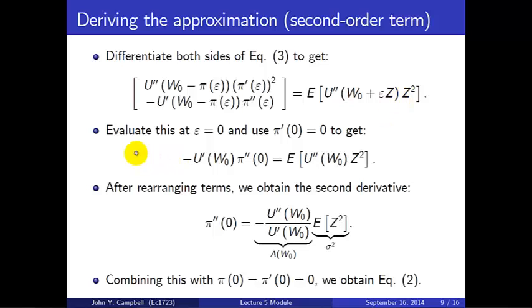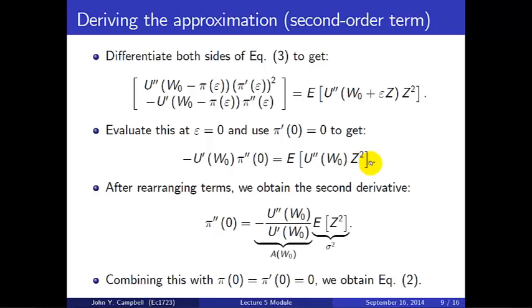Now we're going to evaluate this at epsilon equals 0 and use the fact that the first derivative at 0 is 0. So terms like this, pi prime of epsilon squared, this term is going to drop out because pi prime of 0 is 0. All right, so a whole bunch of stuff is going to drop out. What's going to be left, we're going to have minus u prime pi double prime. That's this term here. Shows up like this. And on the right, we're going to have expected second derivative of utility times z squared. All right, and the other stuff, this term drops out.